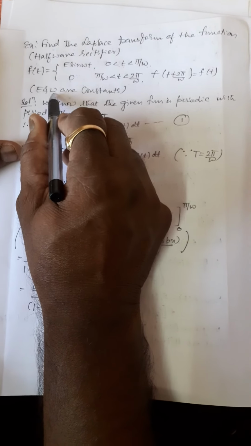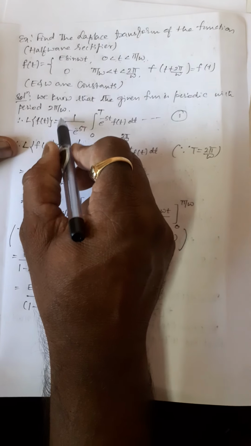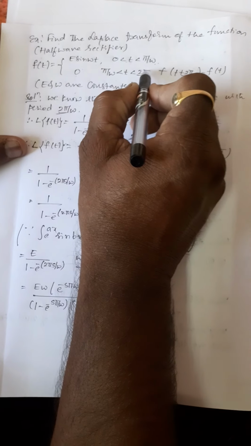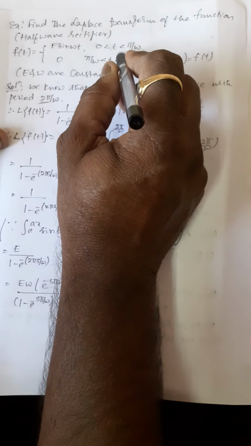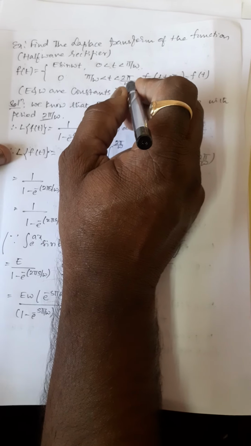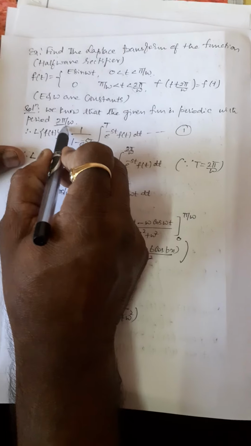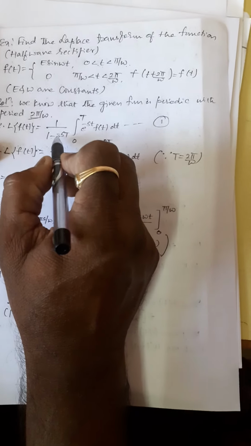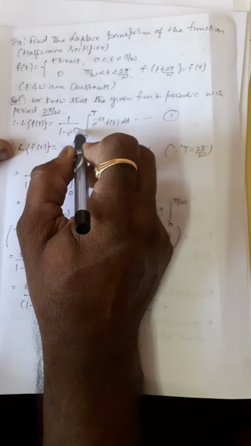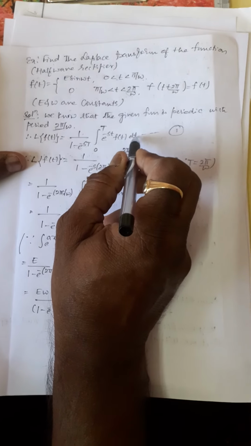Here E and omega are constants. We know that the given function is periodic with period 2 pi upon omega. Why is it 2 pi upon omega? It is the end point of the given interval. If the given function is bifurcated, then we need to take the period, capital T. Capital T is 2 pi upon omega. Therefore, L of f of t is equal to 1 upon 1 minus e to the power minus sT, times the integral between 0 to T of e to the power minus st f of t dt.